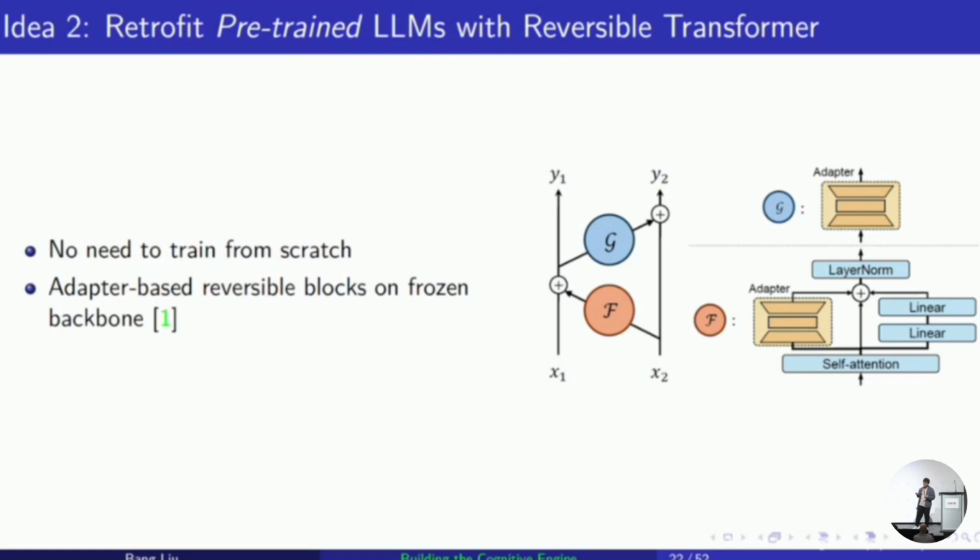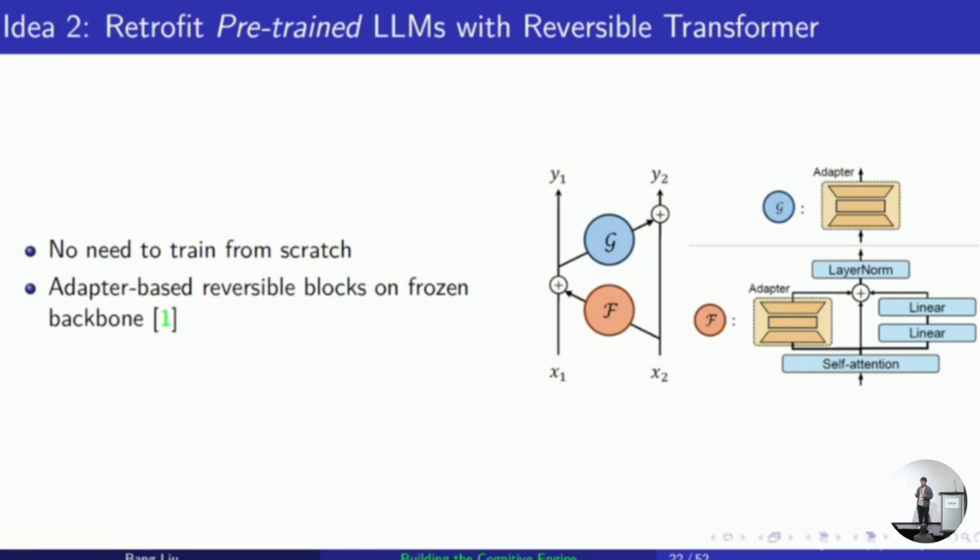Similarly, if you have a transformer, we can also turn it into a reversible transformer by two adapters. One adapter represents the F module, one adapter represents the G module. This is from the prior work, the reference one. So this is our idea two. Idea one is we need a reversible neural network architecture. Idea two is we need to turn a pre-trained LLM into a reversible transformer.